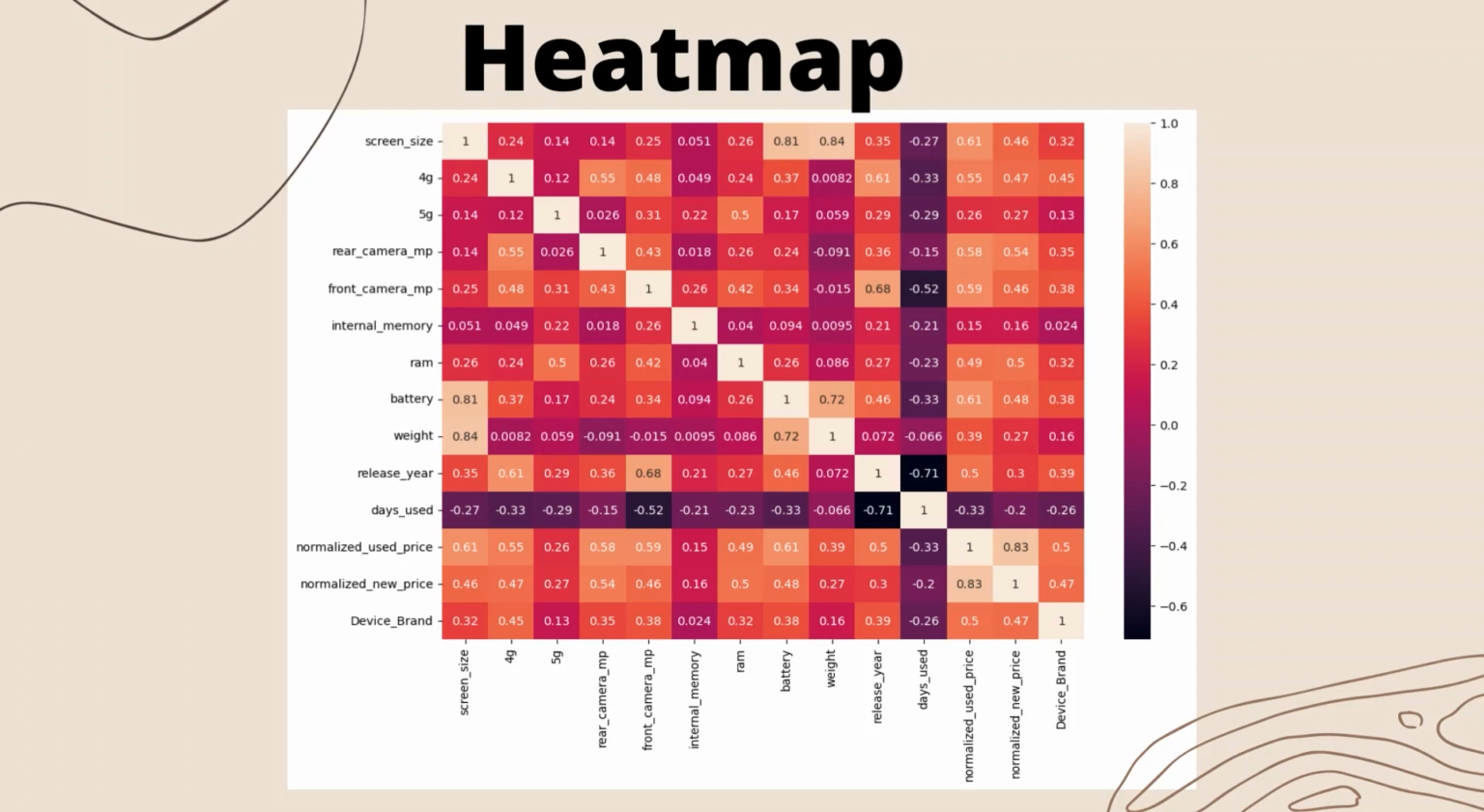Also there is a moderate correlation between front camera and rear camera, and a low positive correlation between camera and new price. You can observe that there is a low positive correlation between new price and battery, and a negative correlation between battery and weight. Also there is a high negative correlation between screen size and weight, and a moderate negative correlation between days used and the release year.